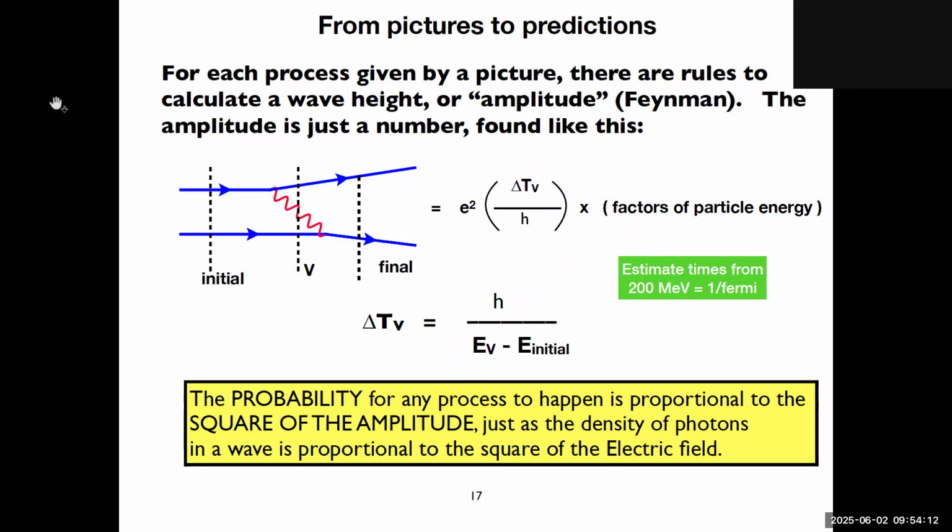So the probability for any process to happen, of course, is proportional to the square of the amplitude, just as the density of photons in a wave is proportional to the square of the electric field. And the electric field is, to some extent, this amplitude here.